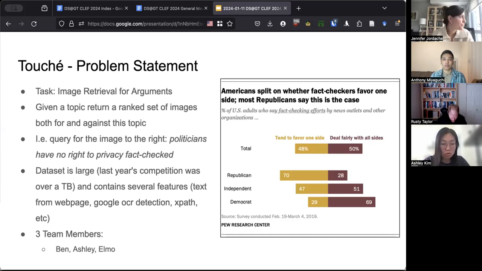And I'm going to work on this along with 2 other team members, Ashley, who's here, and Emma, who's unfortunately not. But on the next slide, we dive into the solution sketch.